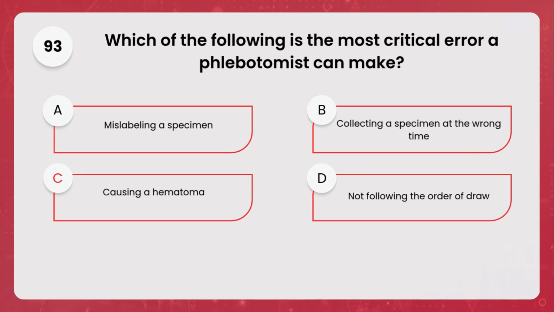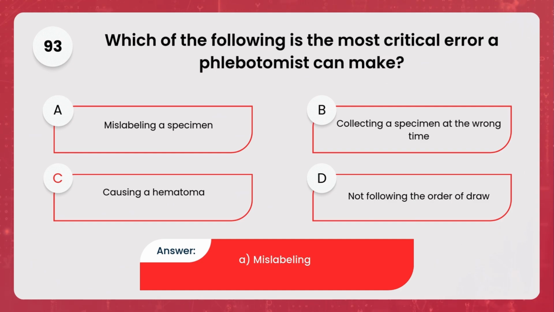Number 93. Which of the following is the most critical error a phlebotomist can make? A. Mislabeling a specimen. B. Collecting a specimen at the wrong time. C. Causing a hematoma. Or D. Not following the order of draw. The answer is A. Mislabeling a specimen.